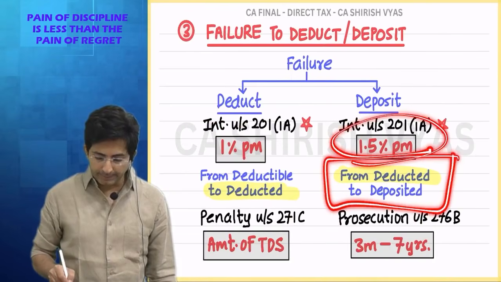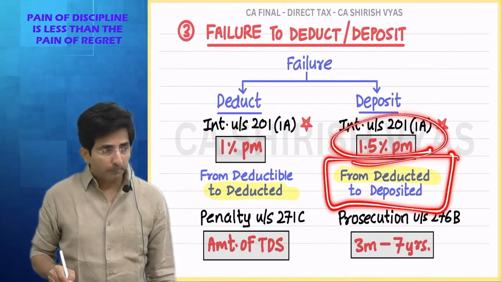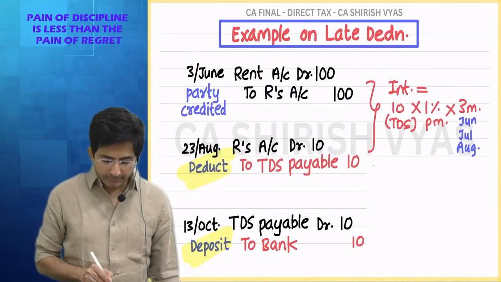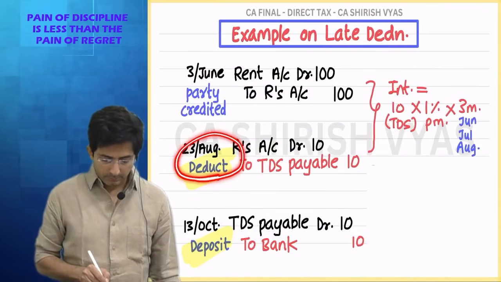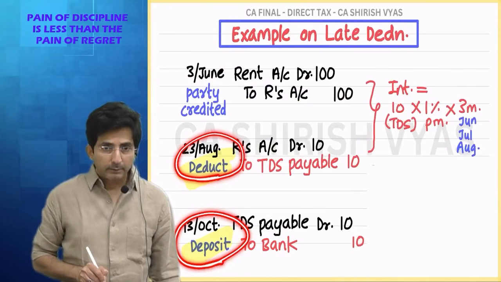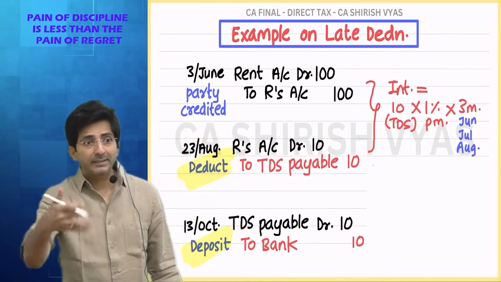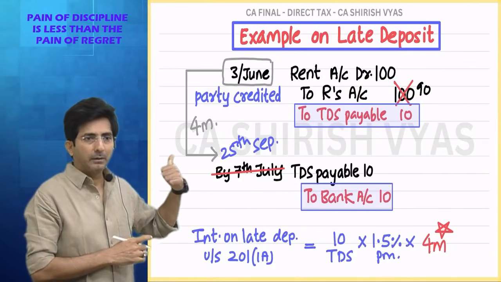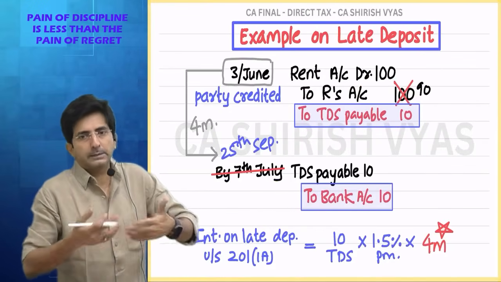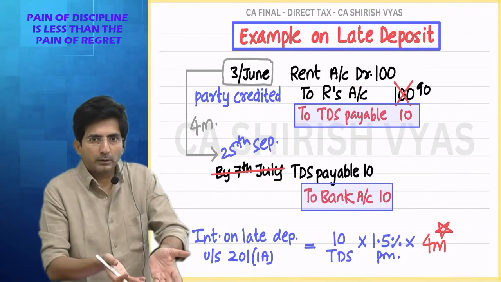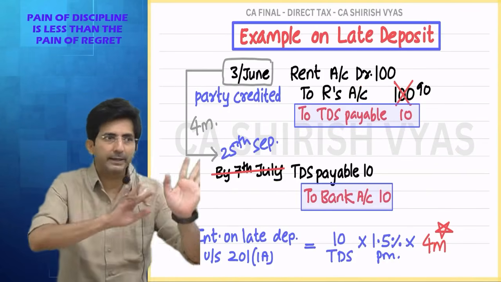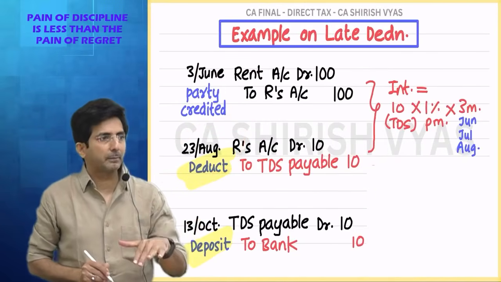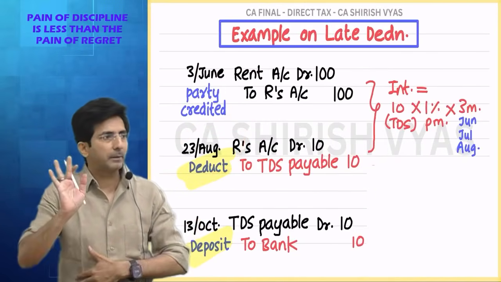Date when deducted up to the date when deposited. Apply the formula. When did I deduct? 23rd August. When did I deposit? See, we don't count the period after 7th, na? That I already made clear in the previous example. Although I am supposed to deposit by 7th, but interest does not commence after 7. It commences from the beginning, na? So here also, although I was supposed to deposit by 7th September, but interest doesn't commence from September.